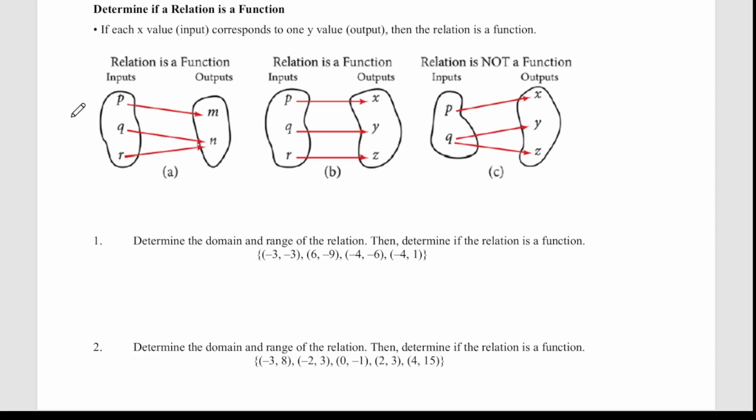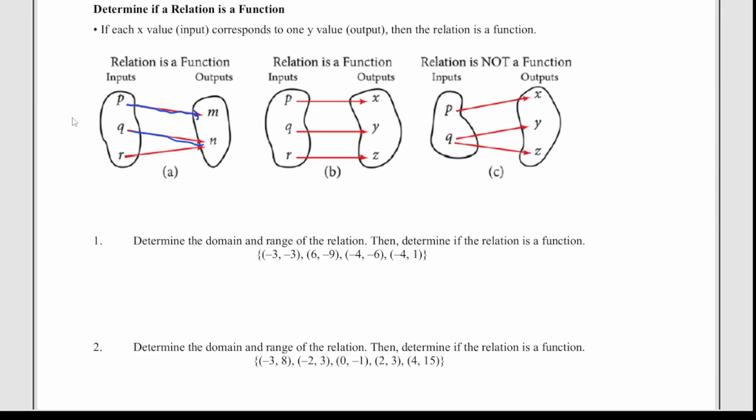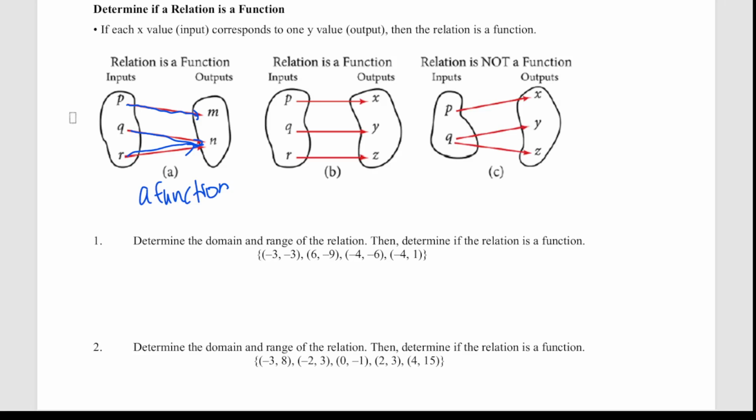So let's see some practicality of that. For example, if your inputs were P, Q, and R, if P goes to M, Q goes to N, R goes to N, that is considered a function. There is no input that goes to more than one output. Notice that it's okay that both Q and R go to N. In our fast food example, that would be that both a cheeseburger and some chicken nuggets cost $3. That's fine. It's still the case that if I tell you I want chicken nuggets, I know I'm only going to pay $3. And if I want a cheeseburger, I'm only going to pay $3.